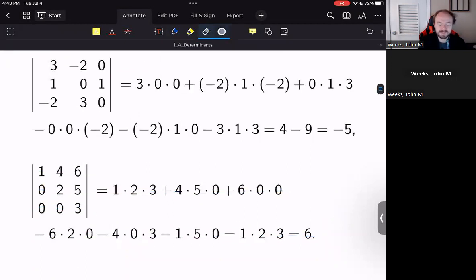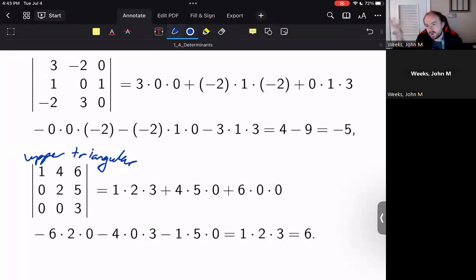Notice that this one's a little bit special. This one actually has zeros in very unique spaces. Here, 1, 4, 6, 0, 2, 5, 0, 0, 3. All of the non-zero elements are in a triangle over here on the upper part of this matrix. We would call this one an upper triangular matrix. Upper triangular means that all of the non-zero entries are on the diagonal or above it. It's okay, by the way, if some of those are 0 on the diagonal or above it. But anything below the diagonal has to be 0 in order for it to be an upper triangular matrix.